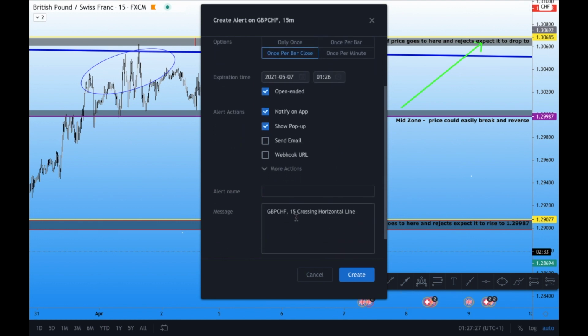And I can also name the alert if I want to. So this one just says GBP 15 crossing a horizontal line. I could say, if I want to look for a sell, also look at what the TDI is saying for a bearish entry. I can put whatever I want in there and go to create.